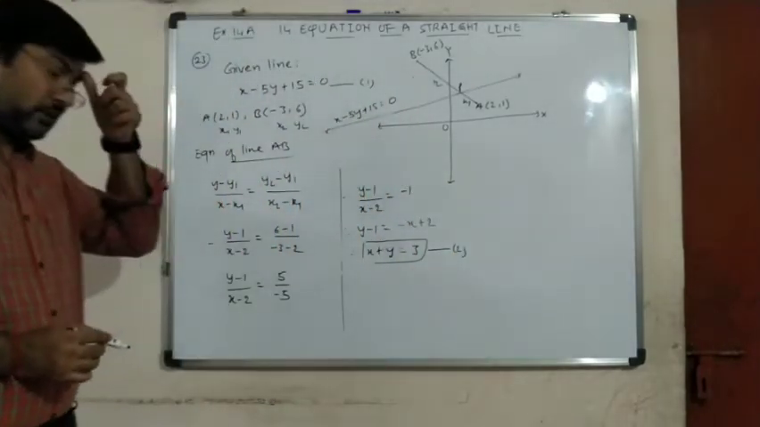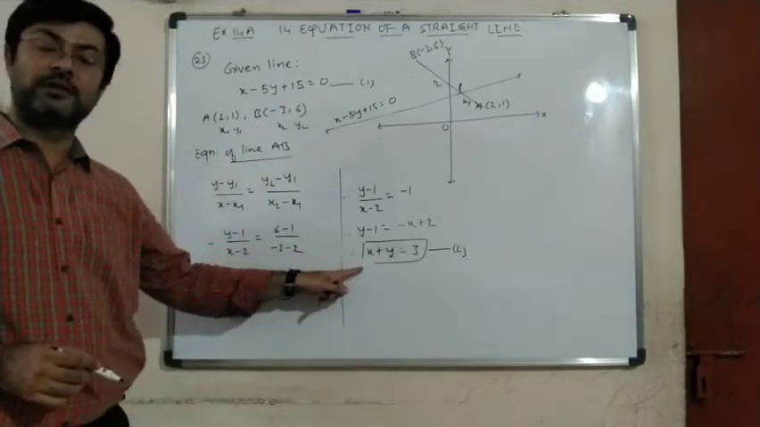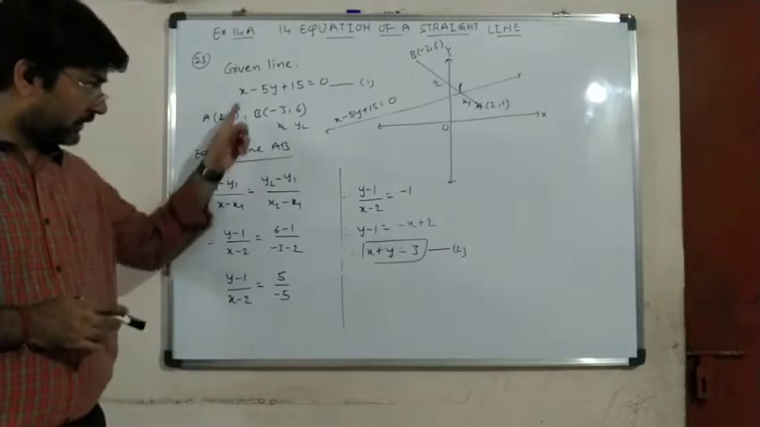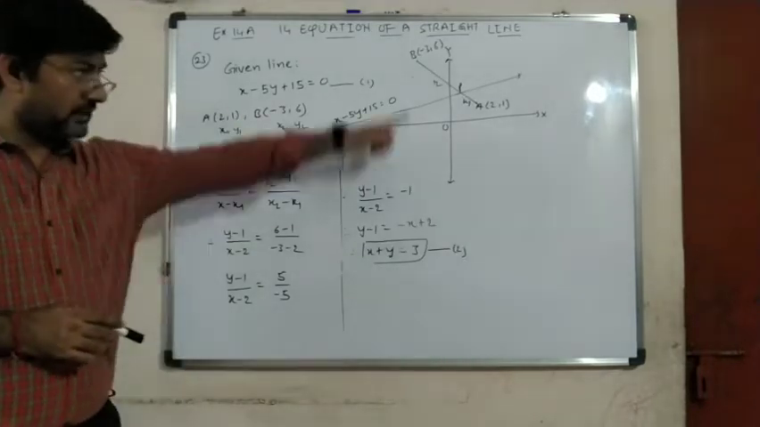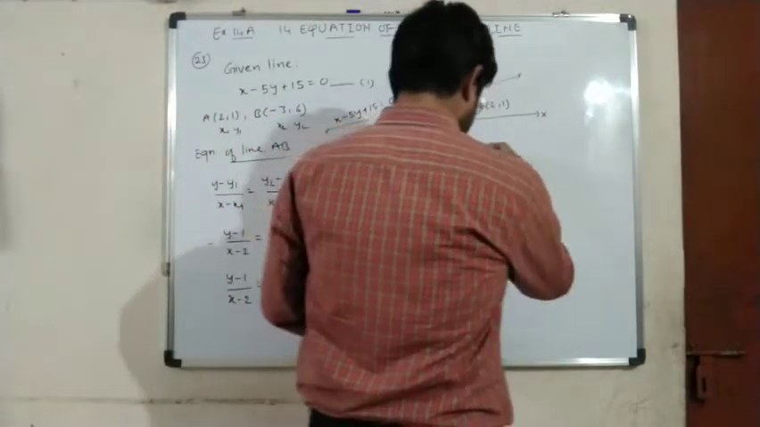Clear? So now we have two equations. Equation 1 is the equation of the given line, and equation 2 is the equation of line AB. Solving equations 1 and 2, we will get the coordinates of the point of intersection P. Clear?